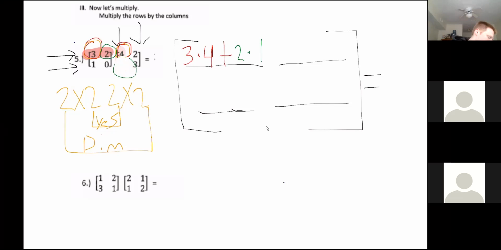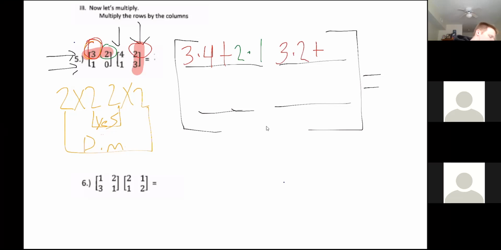What we're going to do next is look at the second column. We're still looking at the first row, but now we're going to multiply it by the second column. So for this one, our first number would still be 3 in the row. Now our first number in the column is 2.